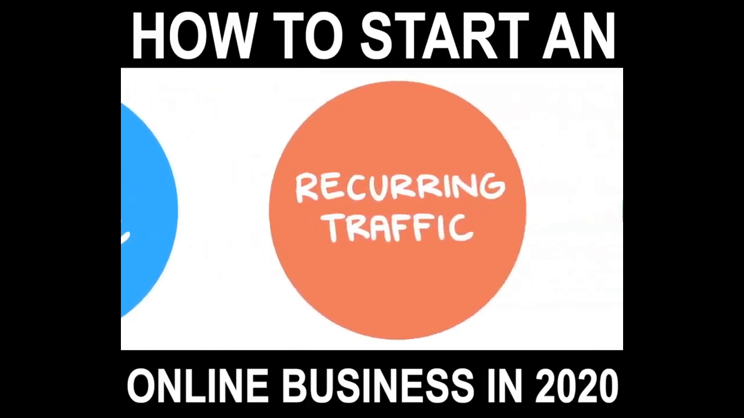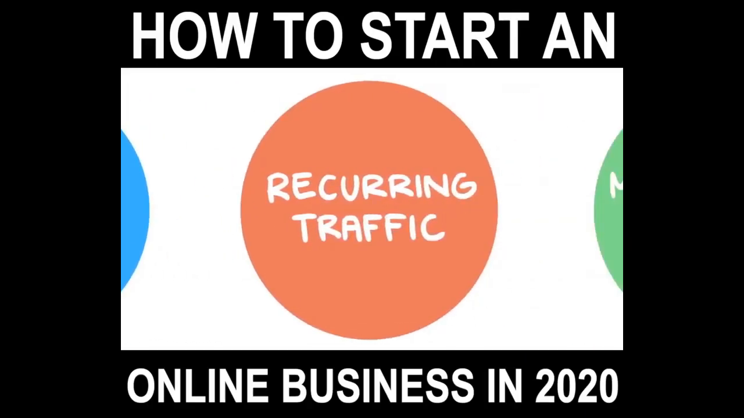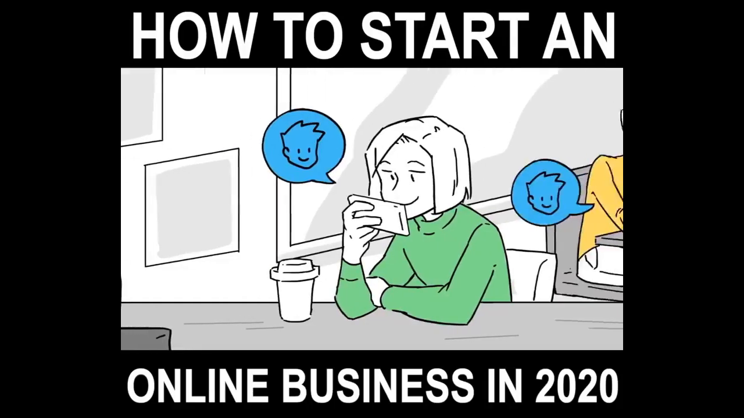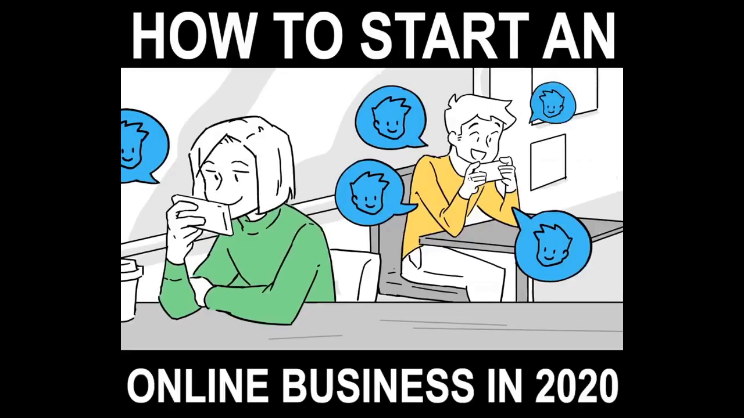Moving on, the second component of any successful online business is what's called recurring traffic. Initial traffic is getting someone to take a look at your content one time. Recurring traffic, on the other hand, is getting them to come back for more.